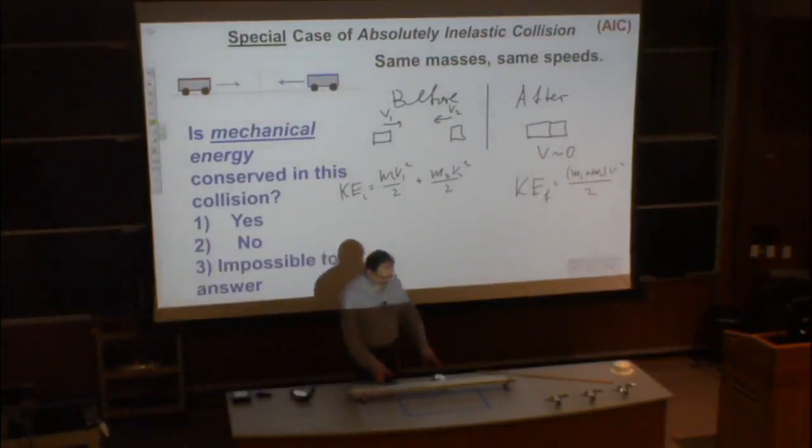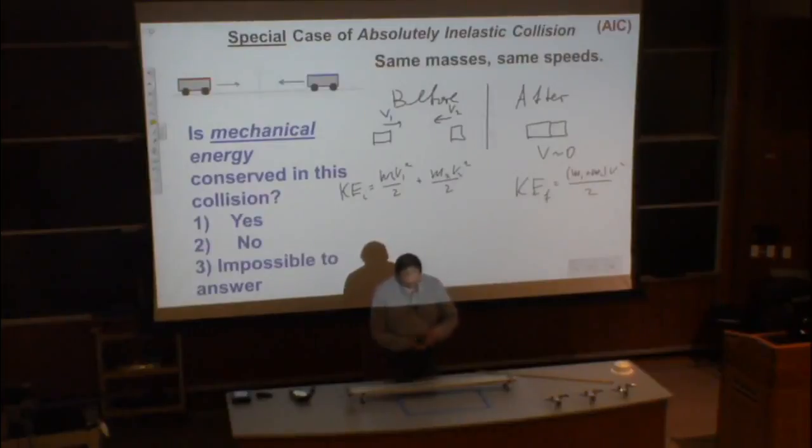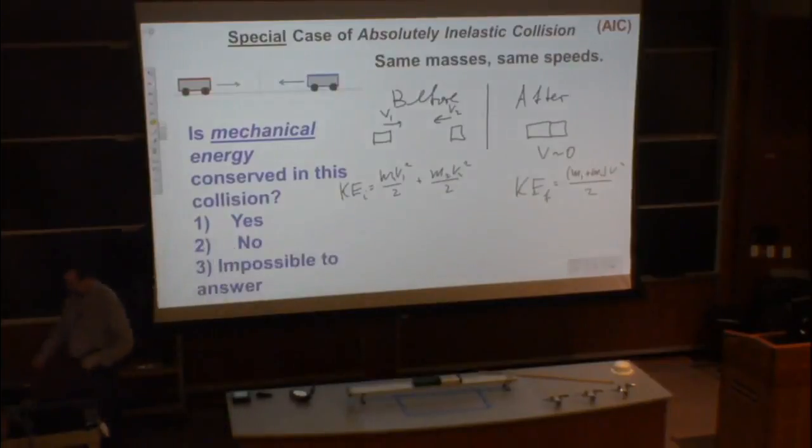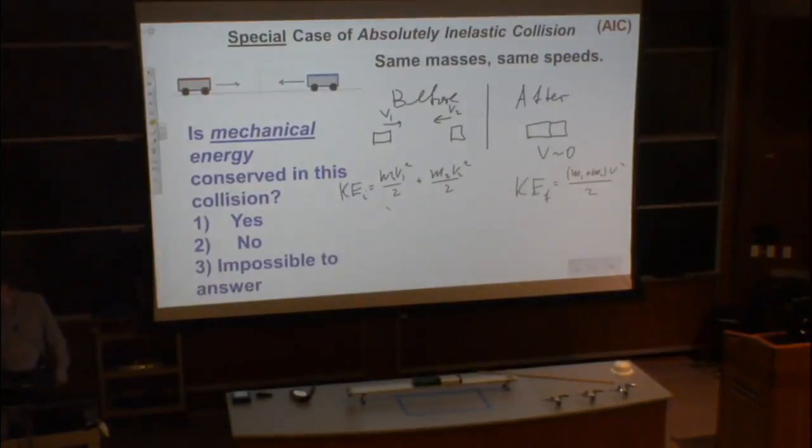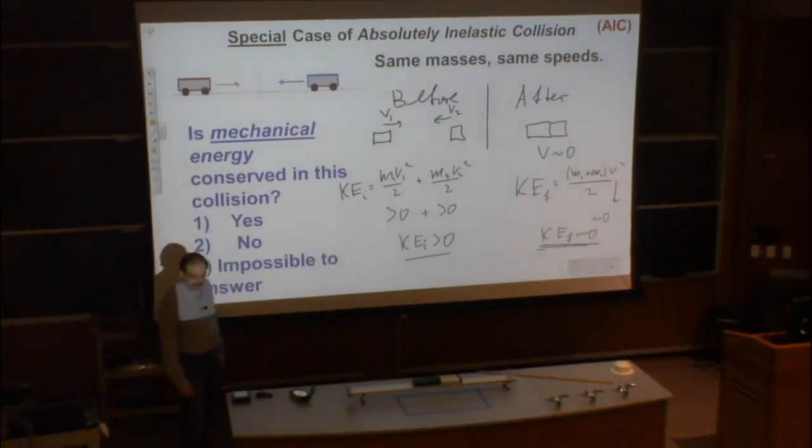So traveling, not moving. This is a positive number, this is a positive number, that is definitely some kind of a positive number. This is practically 0, that makes this practically 0. So if energy was not 0 and now it is 0, is it conserved?